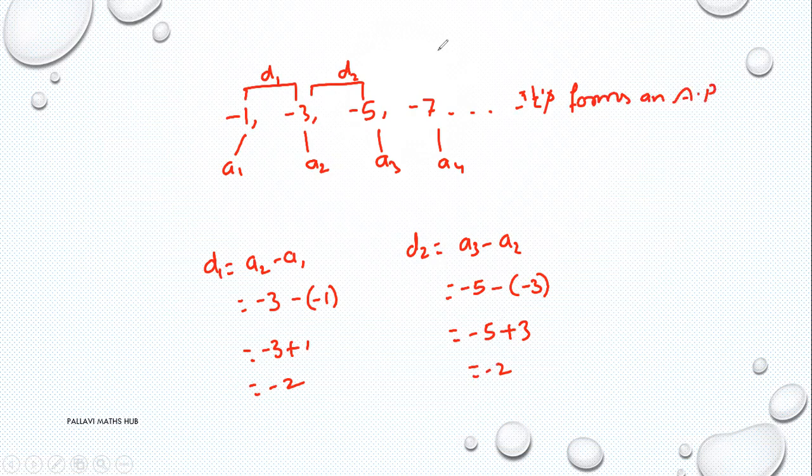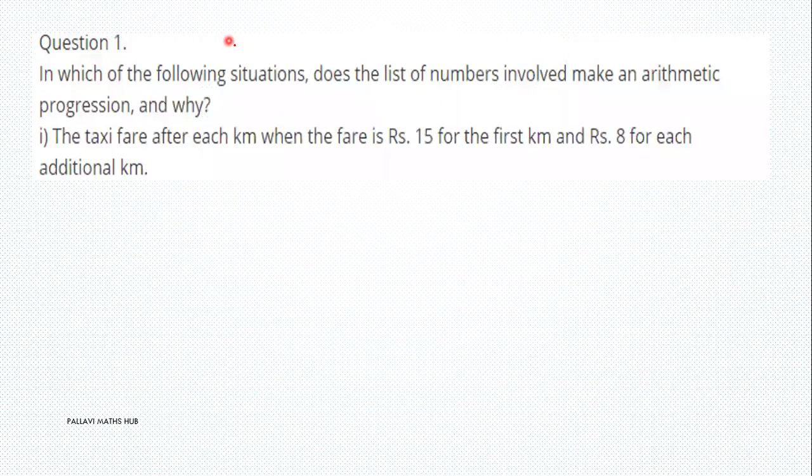Now go for the exercise sums. First sum. In which of the following situations does the list of numbers involved make an arithmetic progression, and why? You need to check whether the given list of numbers makes an arithmetic progression or not. What is the first question?